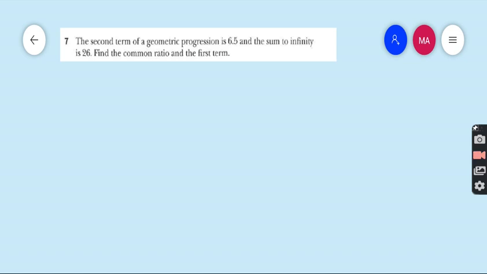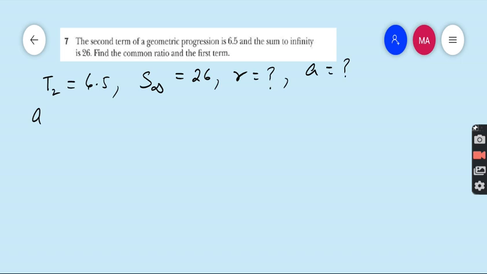The second term of a geometric progression is 6.5, that is T2, and the sum to infinity is 26, that is S infinity. Find the common ratio and the first term, that is a. So T2 means ar, that is 6.5. S infinity means a upon 1 minus r, that is 26.